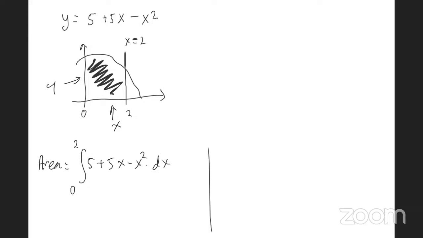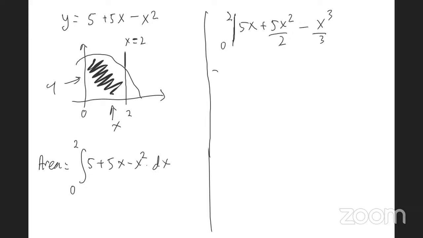So we have to integrate, right? Once you integrate, take off the integral sign, and then plug in the 2 and the 0, right? The integral of 5 is 5x. The integral of 5x is 5x squared on 2. The integral of x squared is x cubed on 3, right? Then you plug in the 2, right? And then you plug in the 0, right? You'll just get 0 there, right?